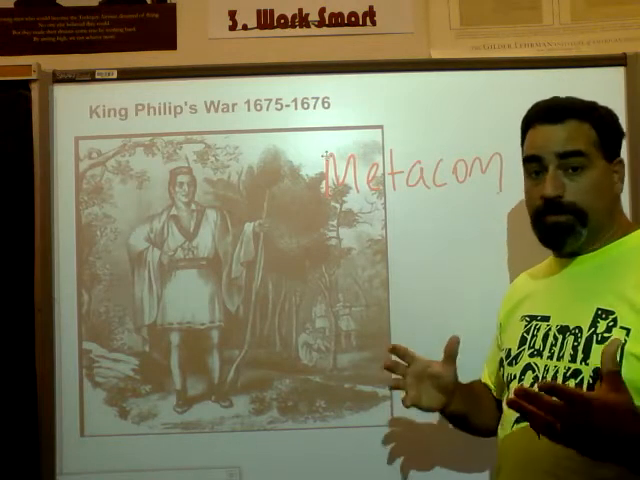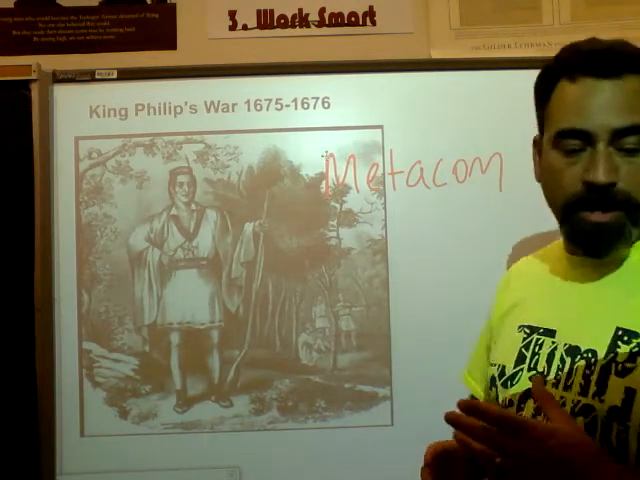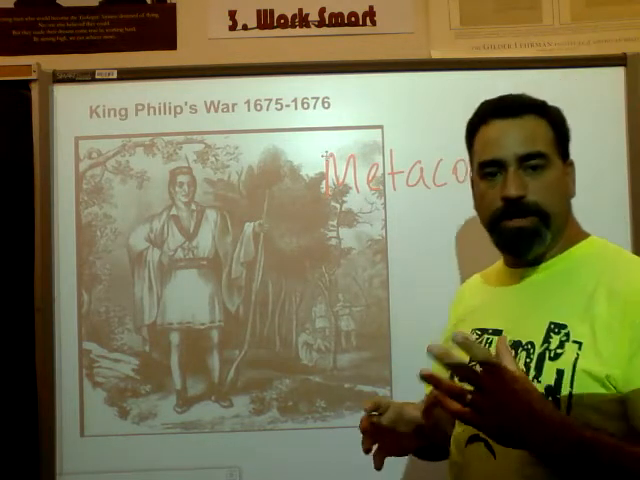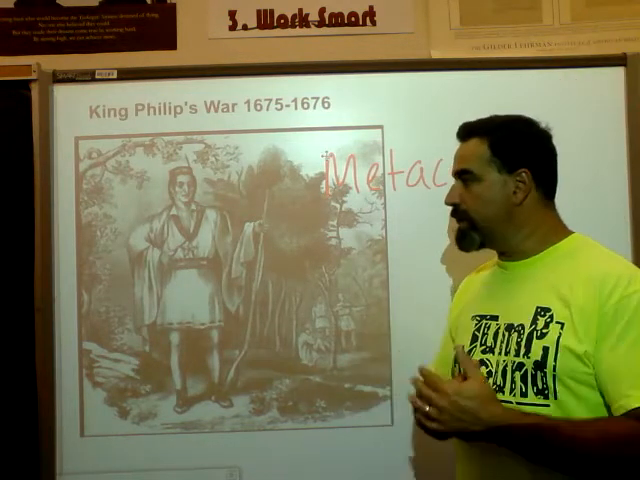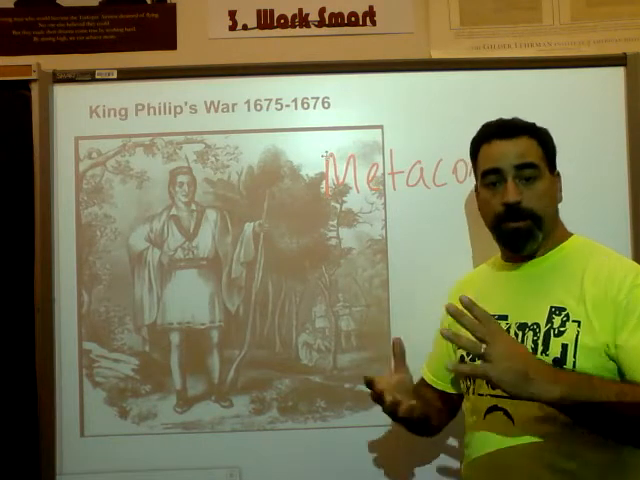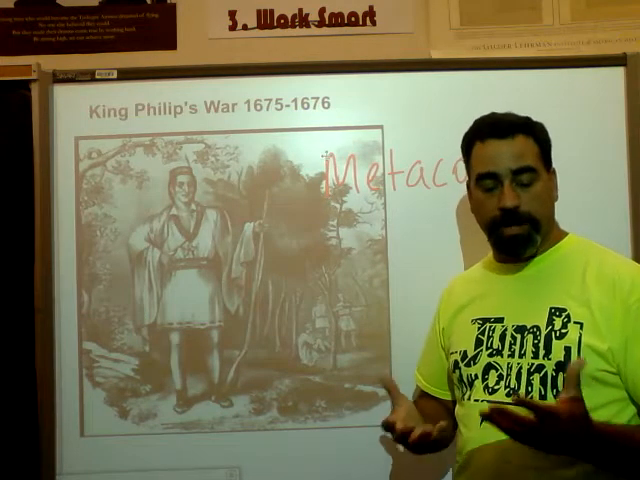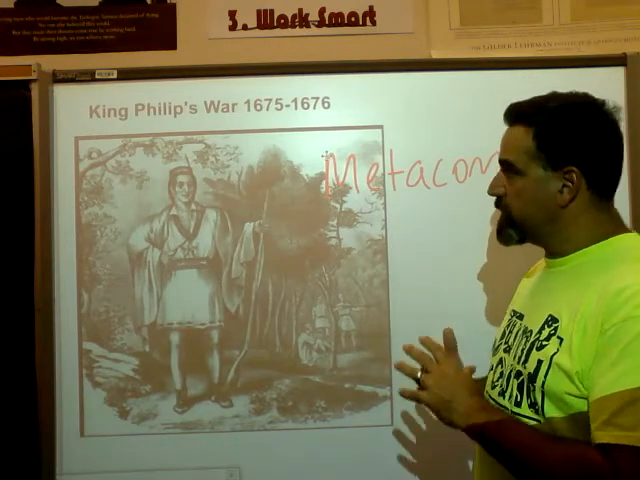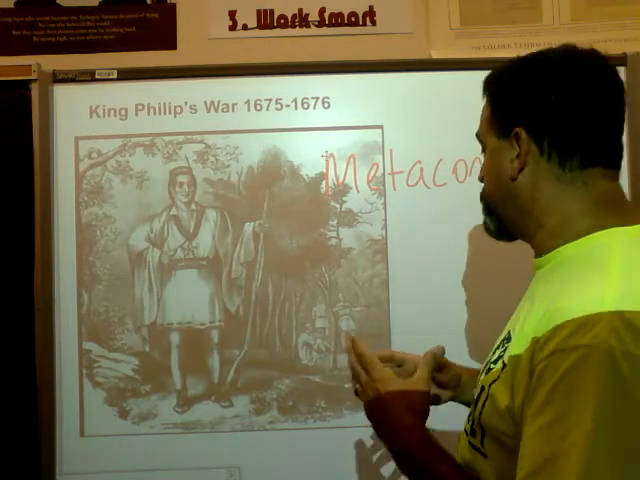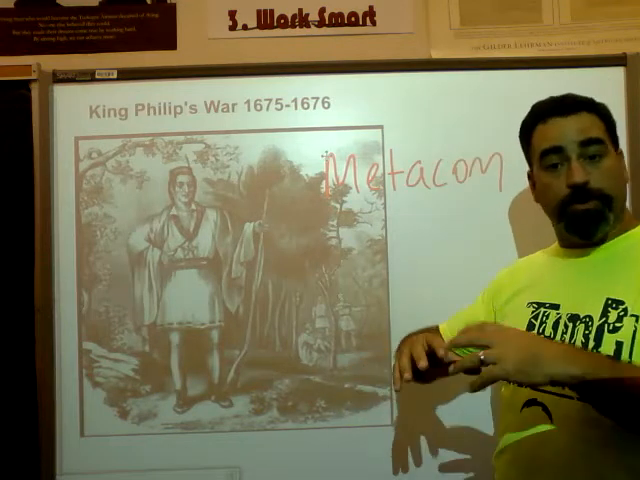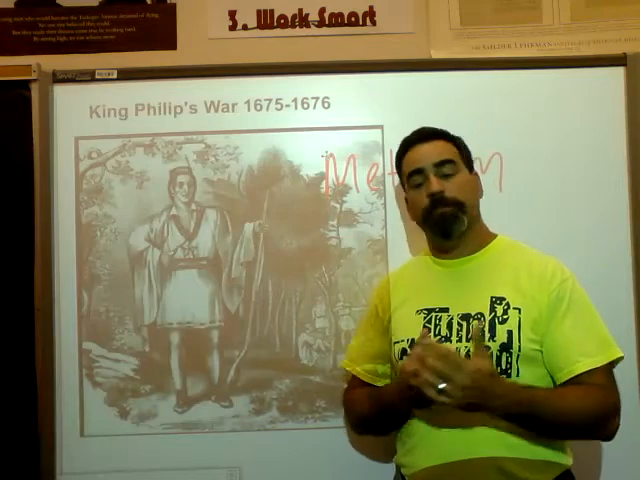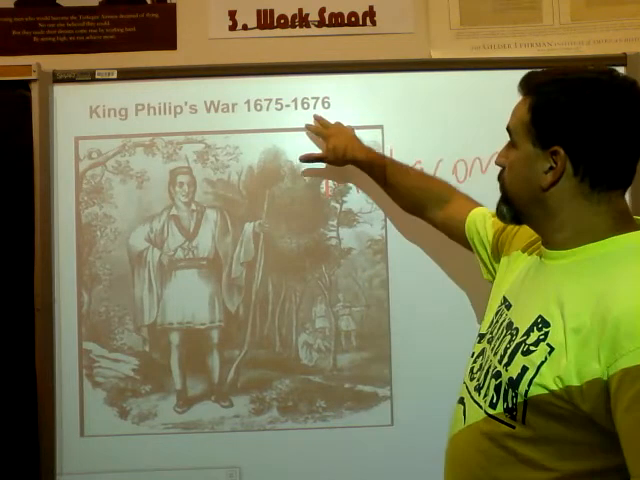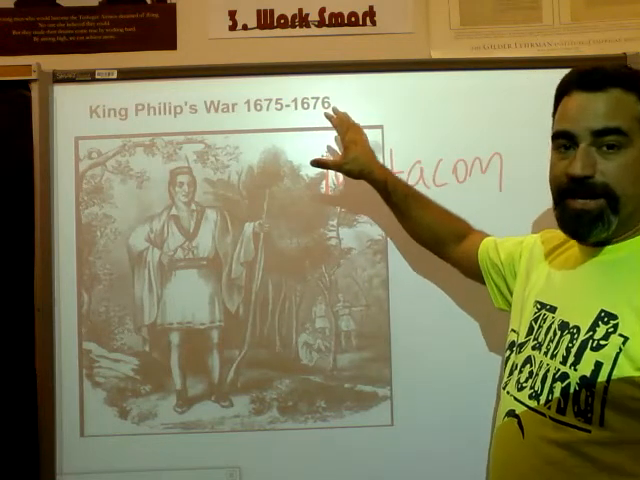This is going to be one of the most destructive wars in U.S. history. We're talking about over 6,000 deaths when you include European and Native peoples. 2,000 of them were English. And a couple of consequences are going to come out of this. Of course, the English are going to secure their possessions. But another very important thing that's going to come out of this war, of course, we're looking at 1676.